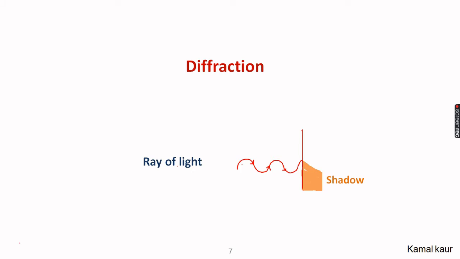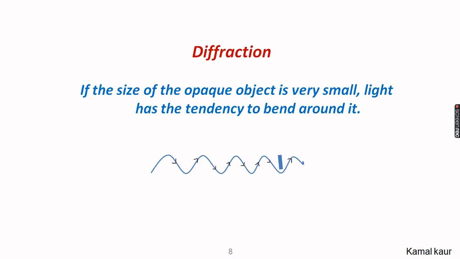Let's consider a ray of light which is moving and hits an opaque object. Now it cannot go through the opaque object and it cannot bend around it. So the part behind this opaque object becomes darker and a shadow is formed here. Consider another opaque object which is very small in size, smaller than this wave. Now this wave can easily go past this opaque object and a shadow will not be formed, and this is called diffraction. If the size of the opaque object is very small, light has the tendency to bend around it. So this can be explained only if light has wave nature.